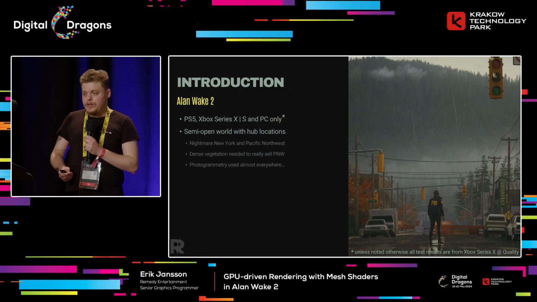If you've not played Alan Wake 2, it's a semi-open world game set in hub locations. It's set in 2 different locations, a Nightmare in New York and a Pacific Northwest. The Pacific Northwest is the one we'll be talking about today, because that's way harder to render. It features very dense vegetation, and photogrammetry is used pretty much everywhere. So everything from tiny rocks to branches are all photogrammetry scanned, so lots of triangles.